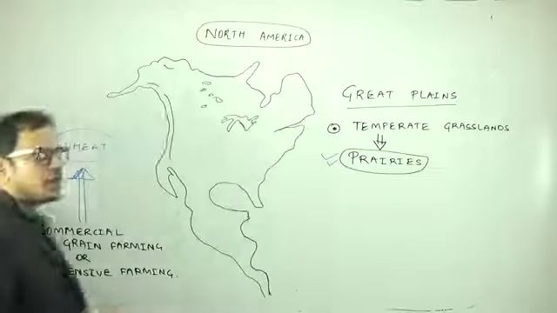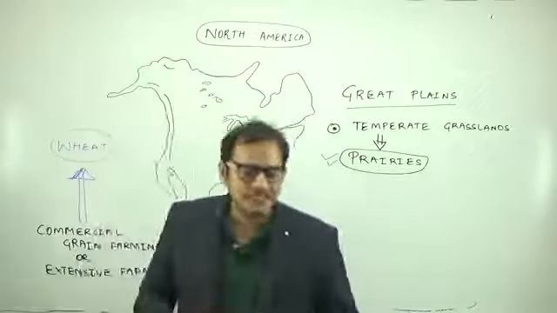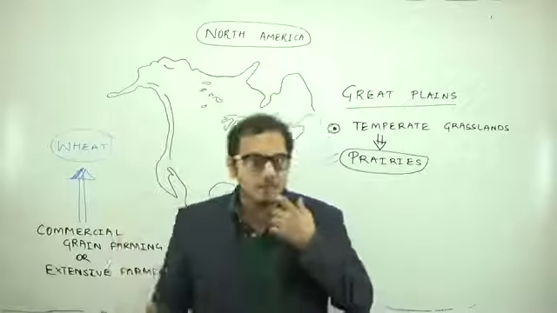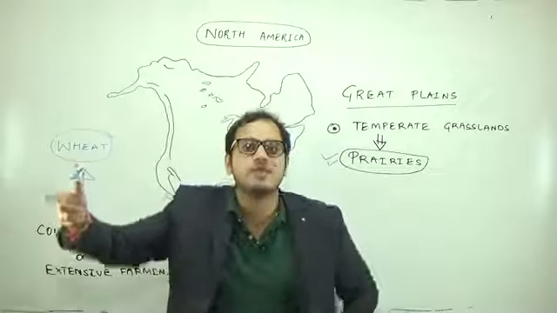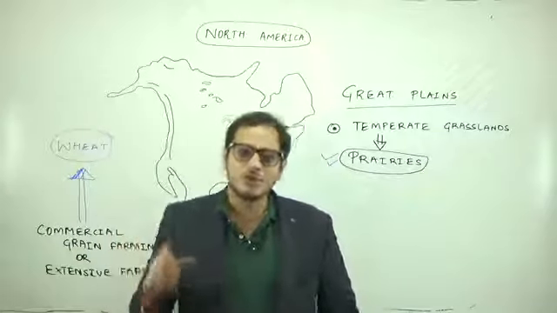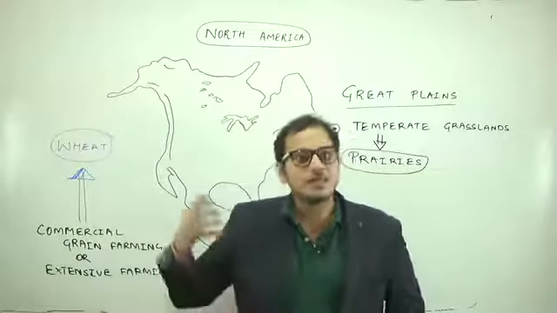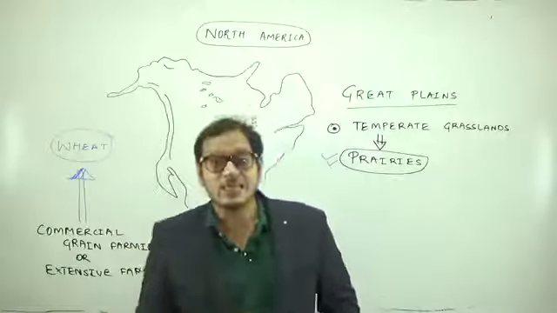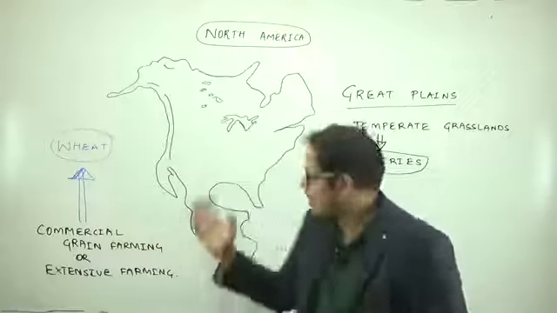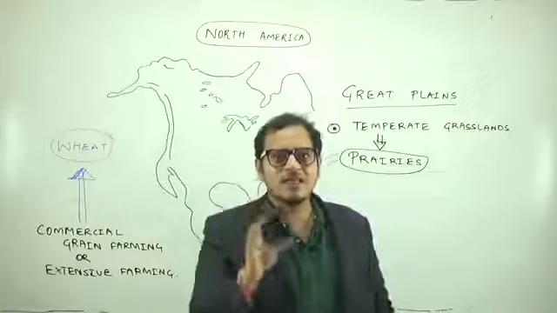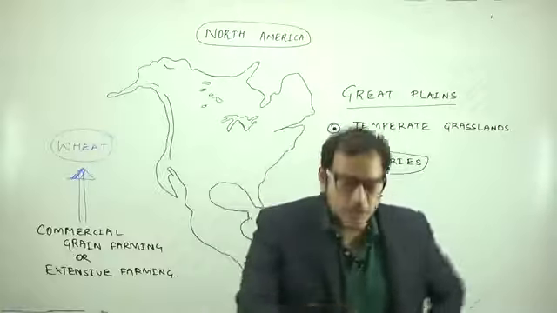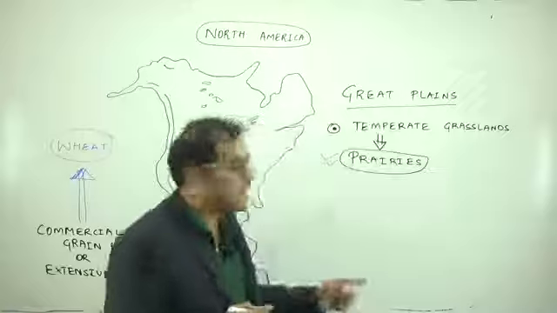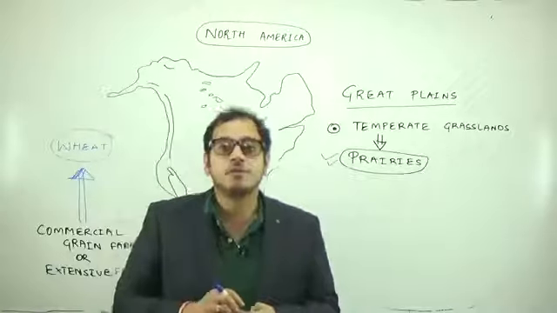Wheat is a crop where you will have harvesters, tractors, big machines, or the flights. If you have seen many movies, they show that flights are used for spraying the insecticide, pesticide, or spraying the inputs of the farms. So in commercial grain or extensive farming, we use more and more mechanization and less manpower, because there is not that much population that they can use as manpower. So in commercial grain farming, the most important crop here is wheat, and the prairies are one of the largest wheat producing regions of the world.